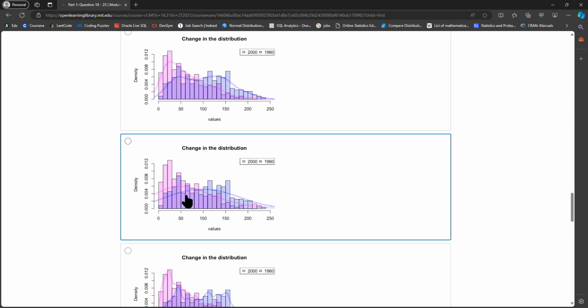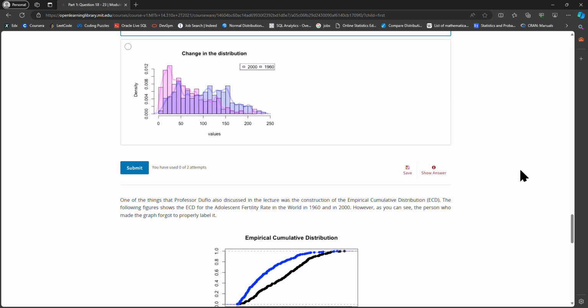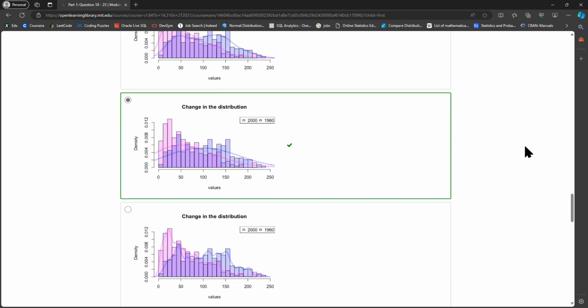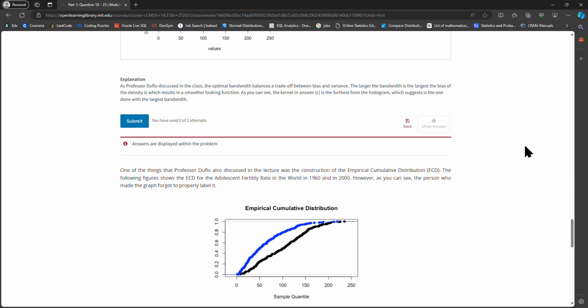This one has the smoothest function, right? This one has the smoothest kernel. Therefore, this must be the largest bandwidth. Let's choose this and see if I'm right. Shall we? All right, let's do it. All right, this is the right choice.